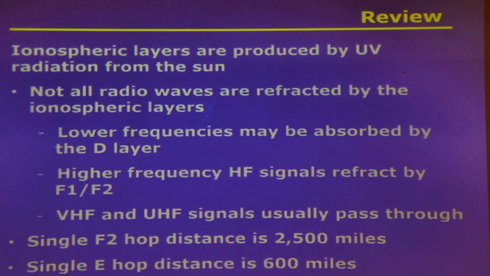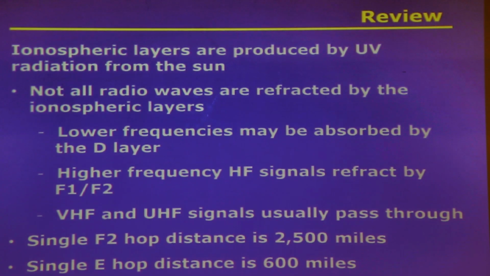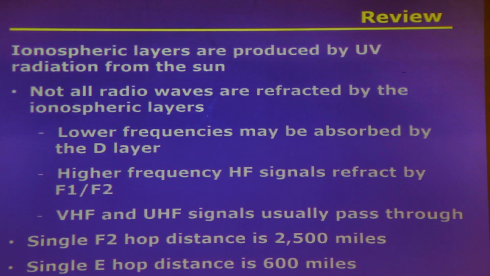Not all radio waves are refracted by UV layers, remember that. Lower frequencies, like AM broadcast, maybe 160 meters, are absorbed during the daytime by the D layer. Higher frequency signals than that typically will bounce off the F1 and F2 layers. And the UHF and VHF will go right through all this mess, right out into space.